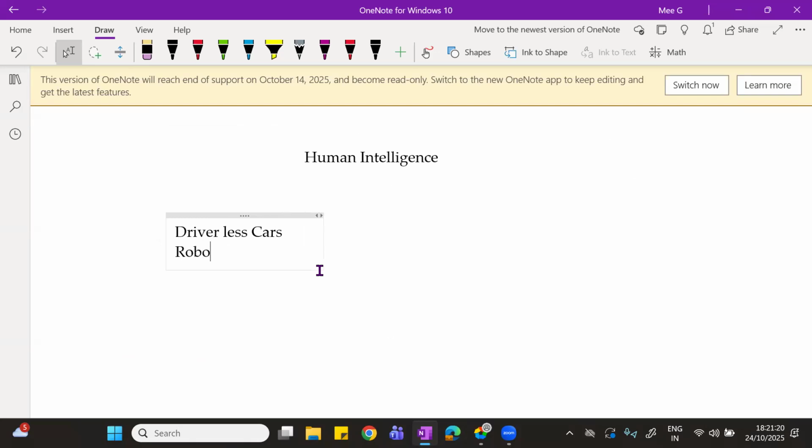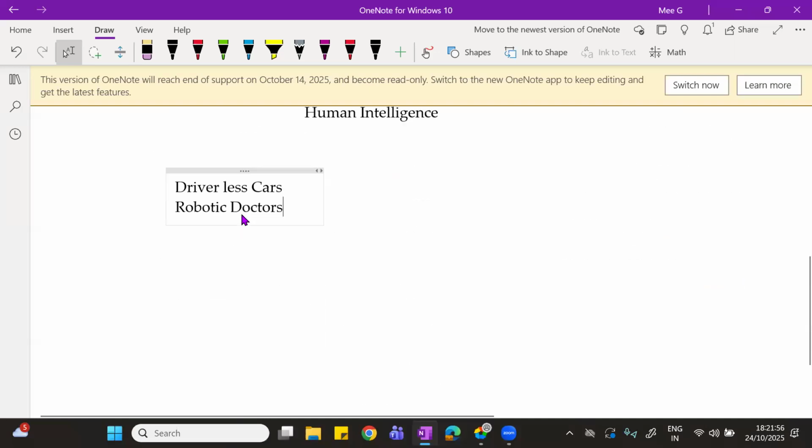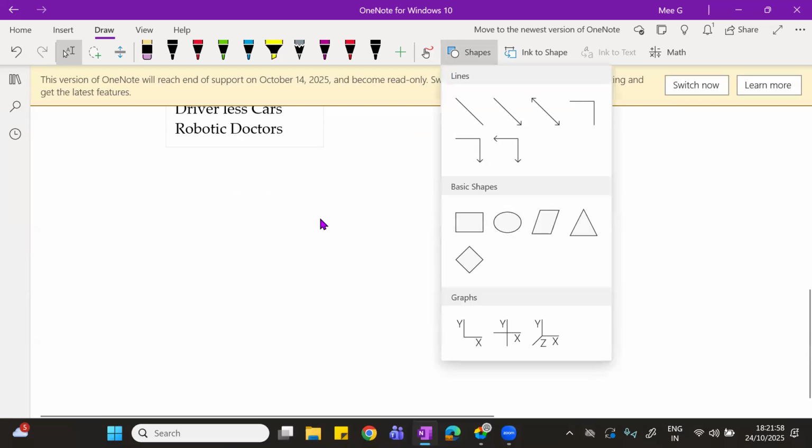The best examples are driverless cars and robotic doctors. Driverless cars means the machine will act like the driver and drive to the destination, just like a human driver. Robotic doctors can perform operations and surgeries, just like natural doctors, I mean human doctors. So these are examples of AI. Hope you are getting some idea here.